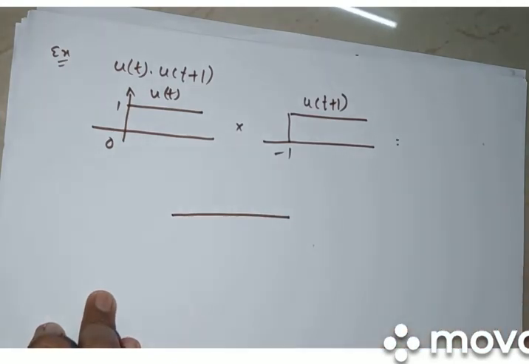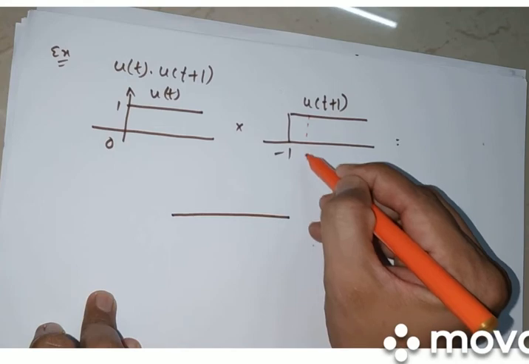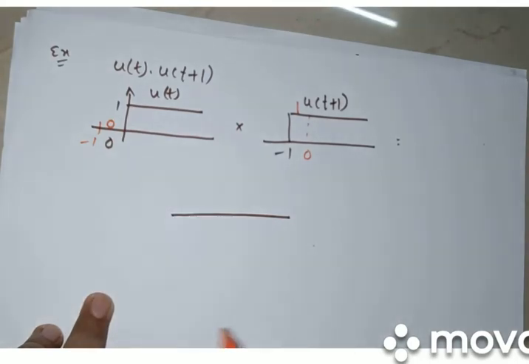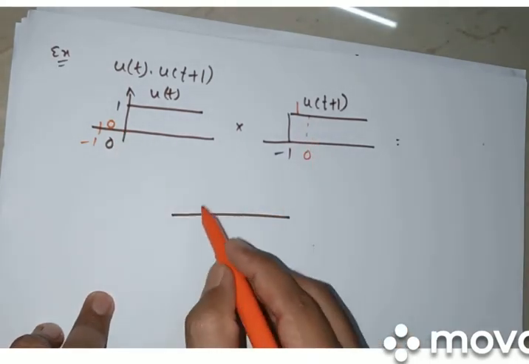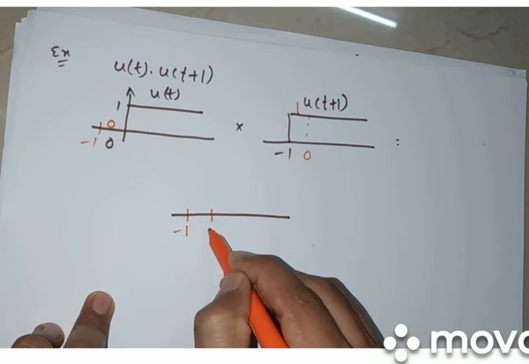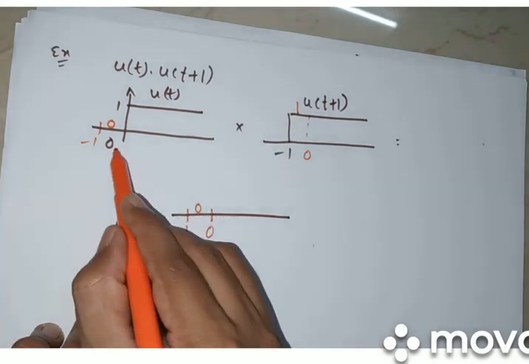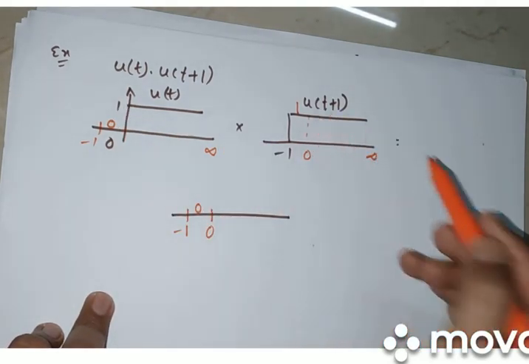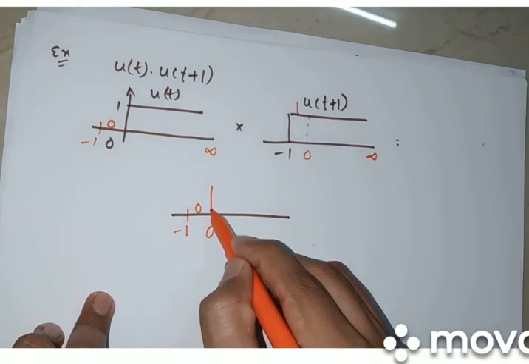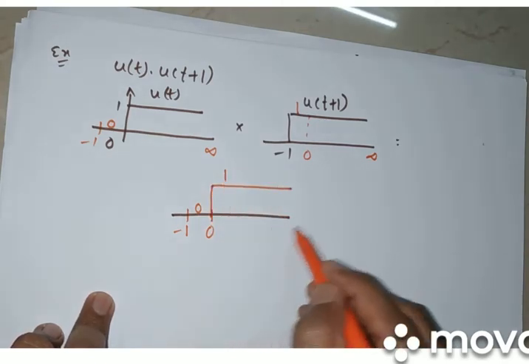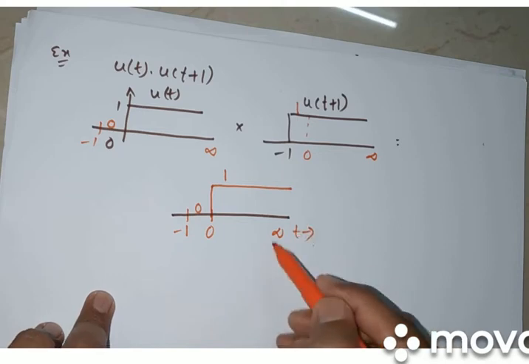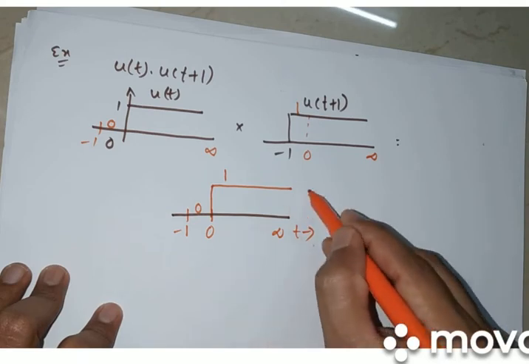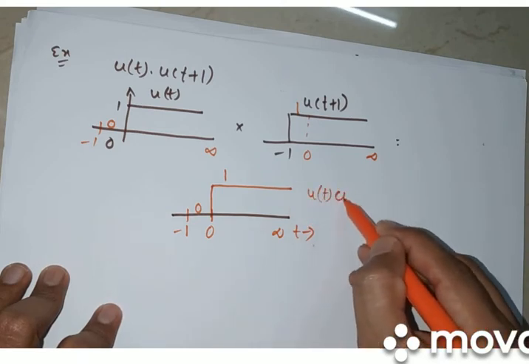Okay, now if you see here, -1 to 0, the value is 1. Here -1 to 0, the value is 0. So 0 multiply 1, it is 0. So -1 to 0, the value is 0. Now 0 up to infinity, the value is 1. Here also 0 up to infinity, the value is 1. So 1 multiply 1, 1. So 0 up to infinity, the value is 1.